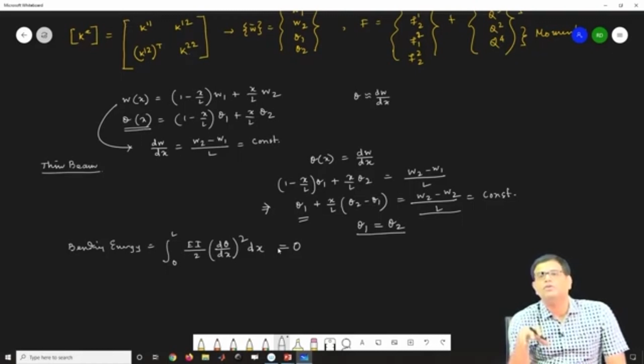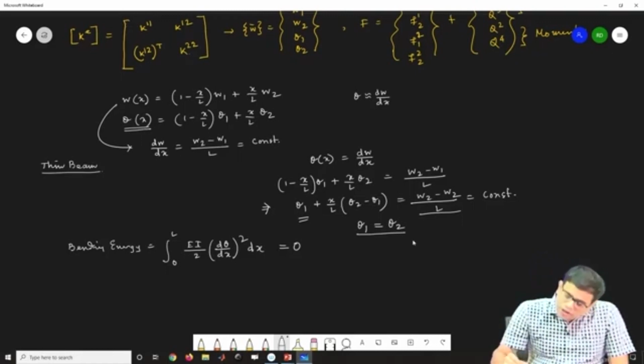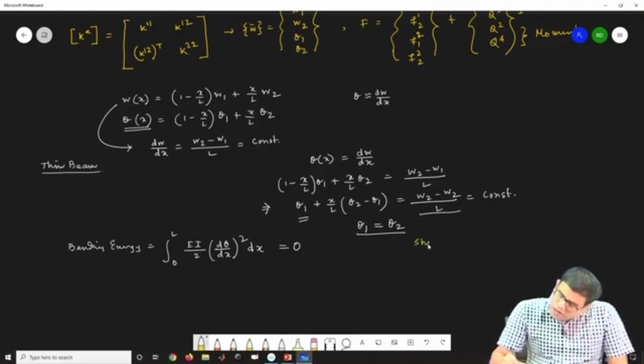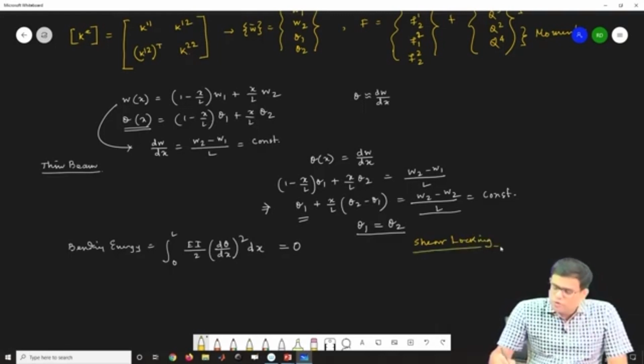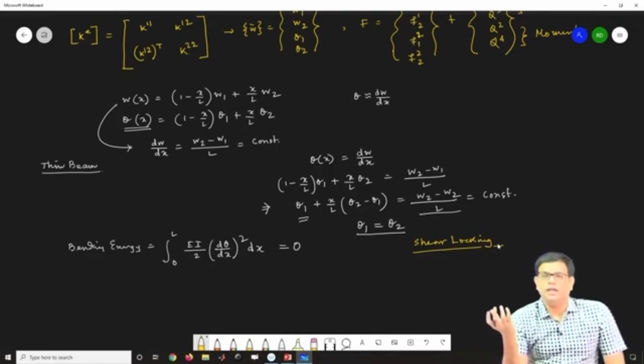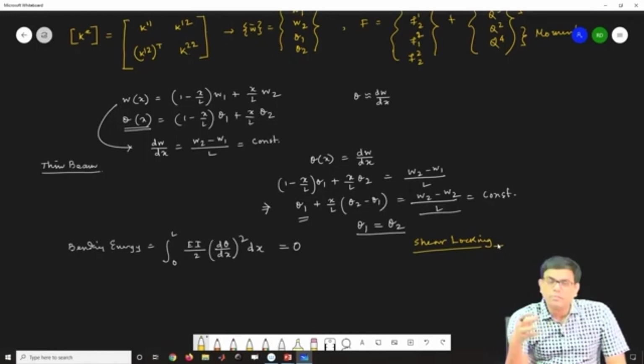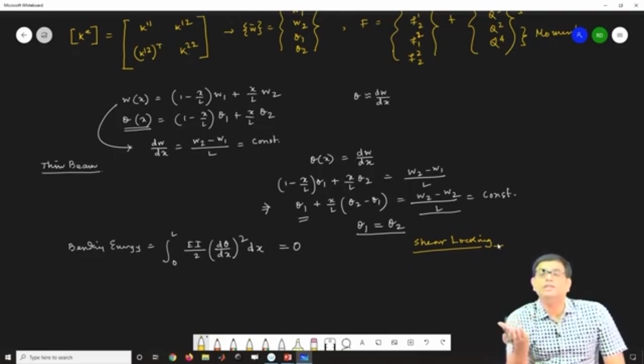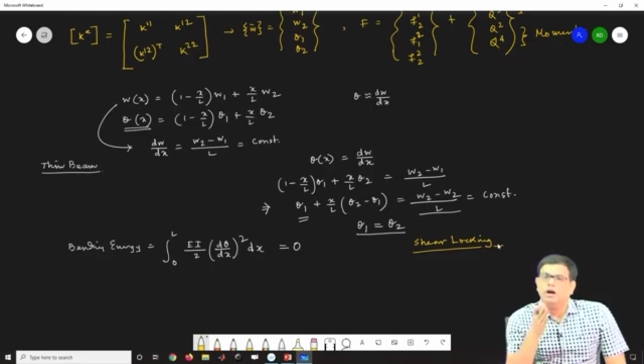This phenomenon is known as the shear locking or mesh locking phenomenon. We will study this separately in a later part of the course, but you must remember here that if I just use the same order of polynomial, for instance a linear polynomial, for the displacement as well as the rotation or slope interpolation, then what will happen?